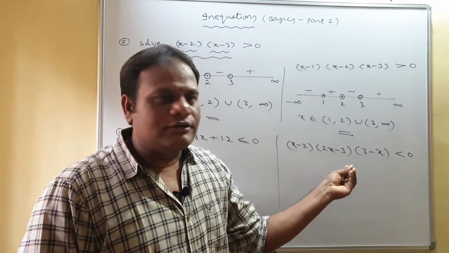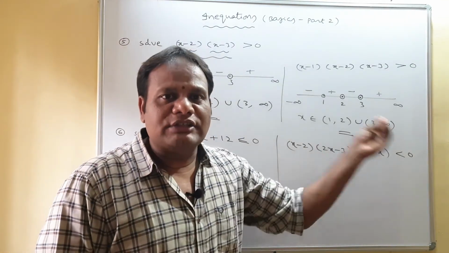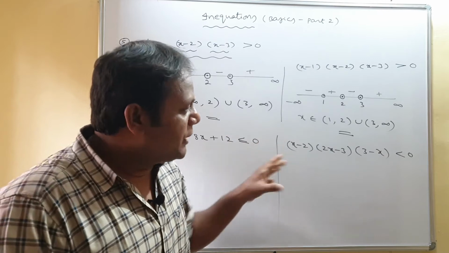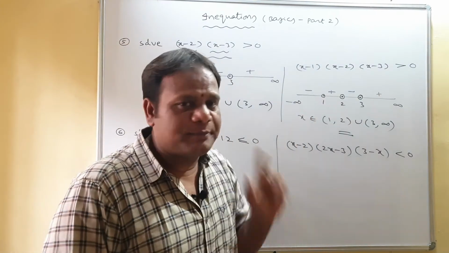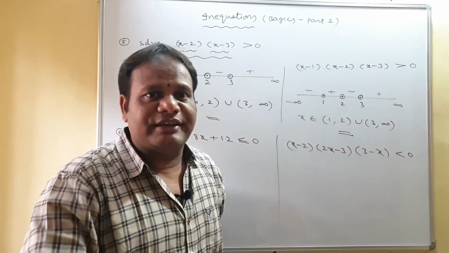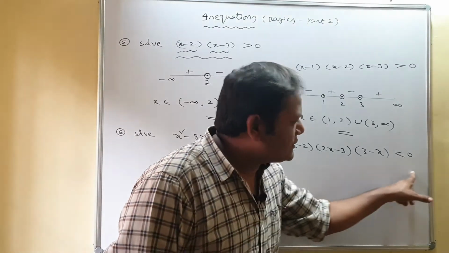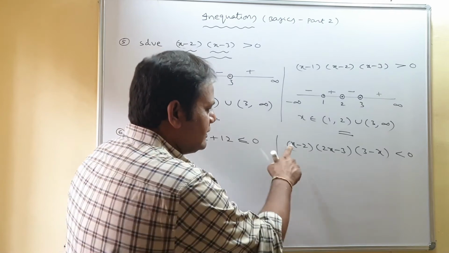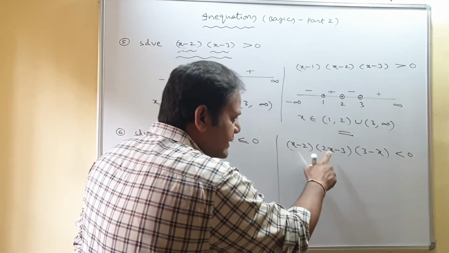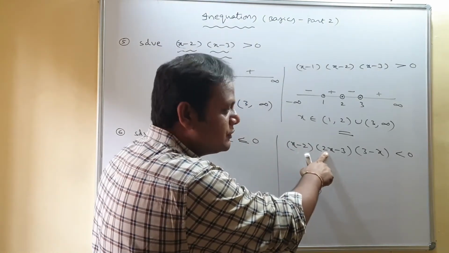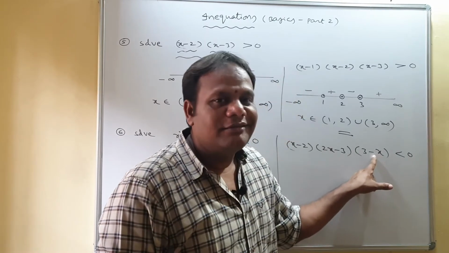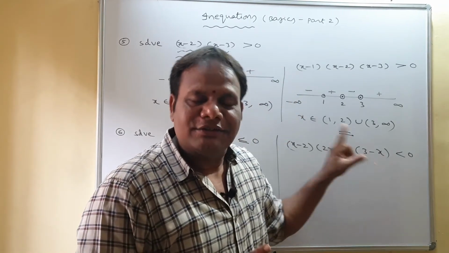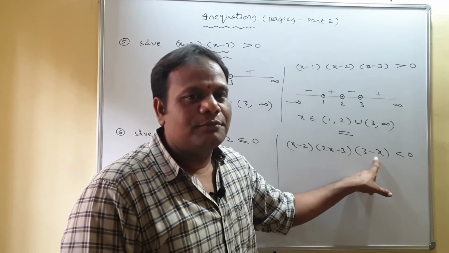So here also, first you take the values of x on the real line. But before applying this method, check whether every x coefficient is positive or not. Here you see that the x coefficient is positive, the x coefficient 2 is positive, but here the x coefficient is negative. So first you make it positive.